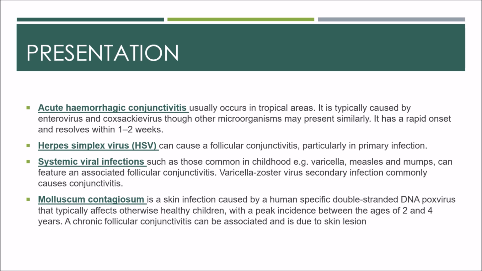Herpes simplex virus can cause a follicular conjunctivitis, particularly in the primary infection. It is also associated with unilateral skin vesicles. Systemic viral infections such as those common in childhood, for example, varicella, measles, and mumps, can feature associated follicular conjunctivitis. Varicella zoster or chickenpox virus, secondary infection, commonly causes conjunctivitis as a part of ophthalmic shingles. Conjunctivitis secondary to HIV infection is also recognized.